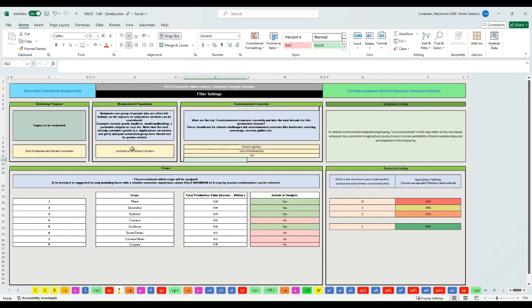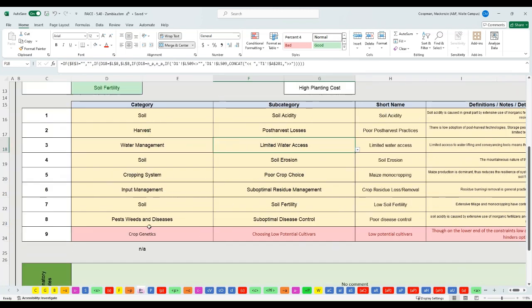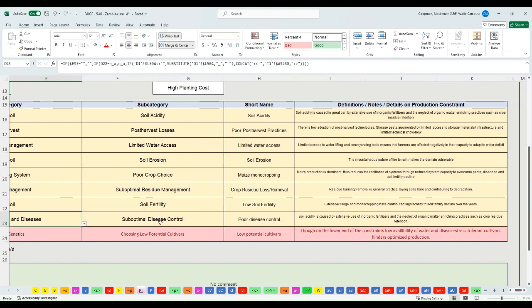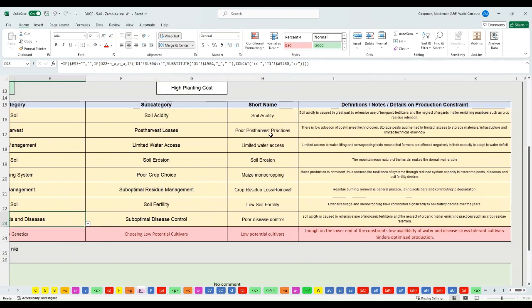Moving on, this module here is good. There's a couple of little things in the P minus module still. So the first one I want to touch on is just this production constraint number 8 here. We're looking at suboptimal disease control, pest and weed disease. The short name you've given it is poor disease control, that's fine. But the definition actually doesn't match up with this category, subcategory, and short name.